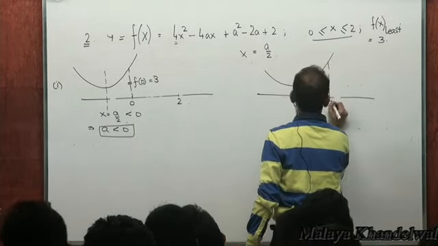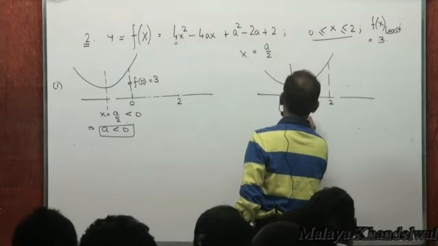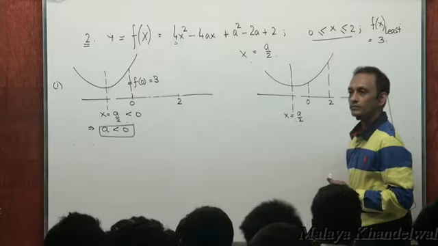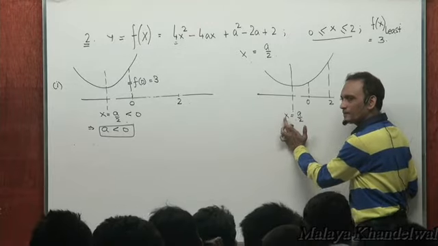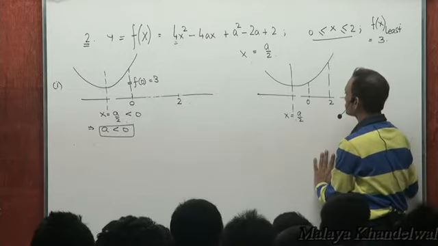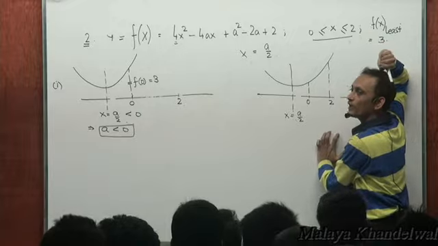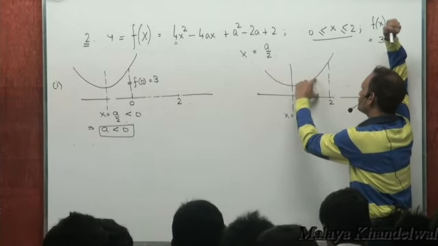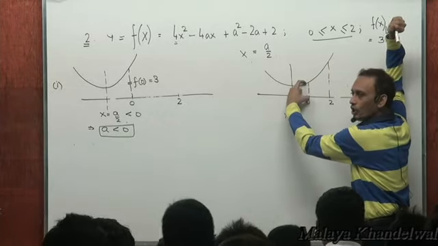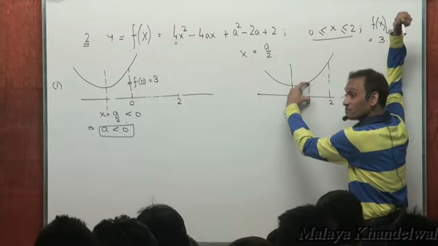0, 2, this is the parabola, x equal to a by 2, right? If this is the axis of symmetry, then a by 2 must be less than 0. So a less than 0 for sure, right? Now in the interval 0 to 2, tell me, at what point does it assume the least value? At x equal to 0, isn't it? The function assumes the least value at x equal to 0. That means this length must be 3. That's what the problem says.